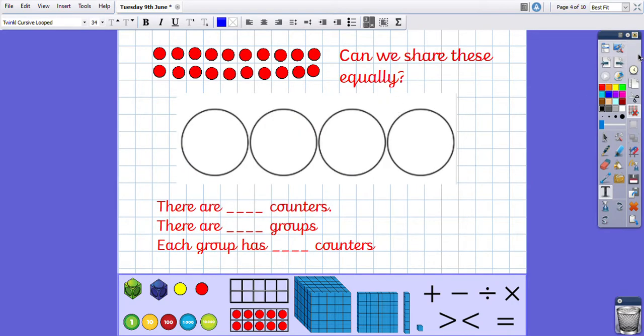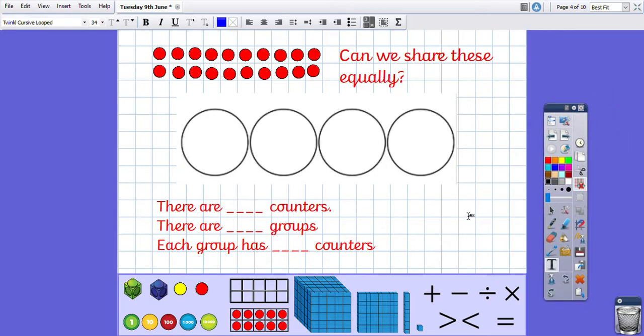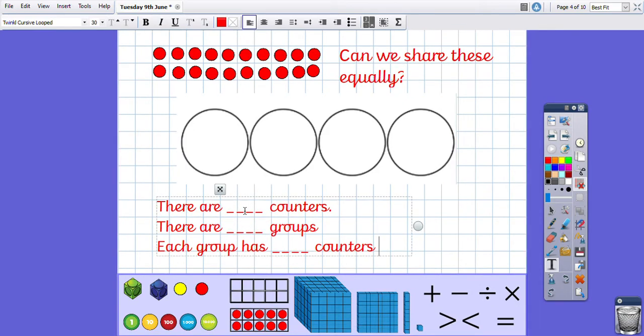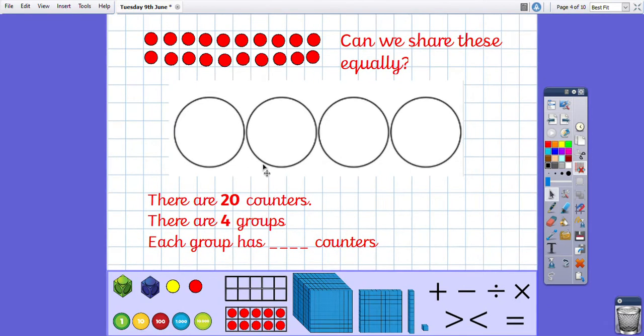Can we share these equally? So we need to fill in the missing parts of my sentences, okay? First of all, we need to know how many counters there are, so let's count them. And it's an array, so I'm going to use my 2 times table. 2, 4, 6, 8, 10, 12, 14, 16, 18, 20. So I can fill this in here. There are 20 counters. And I can fill this bit in. There are 1, 2, 3, 4 groups. Now all I need to do is share them equally.